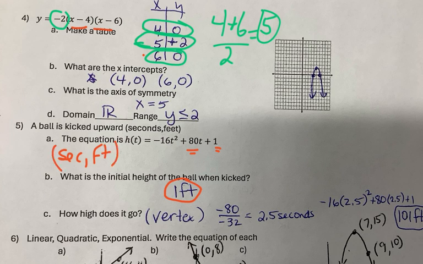Now, how high does it go? So it goes up and then it comes down. So this point up here, that's the vertex. Okay, so -b over 2a gives you the x value, which is 2.5 seconds. Put it in for x, and you get 101 feet. So the very tippy top of this thing, the ball is at 101 feet.